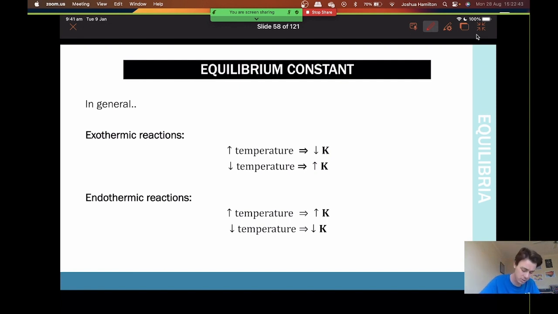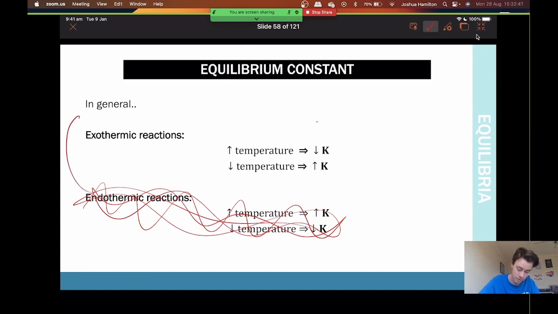So I don't like to usually look at both of these. I usually like to scribble one of these out like that, and I usually just like to look at one. If I look at two, it just confuses me. Using one is really useful because I can say, all right, exothermic, if I increase temperature, reduce K, reduce temperature, increase K. Pretty nice to think about.